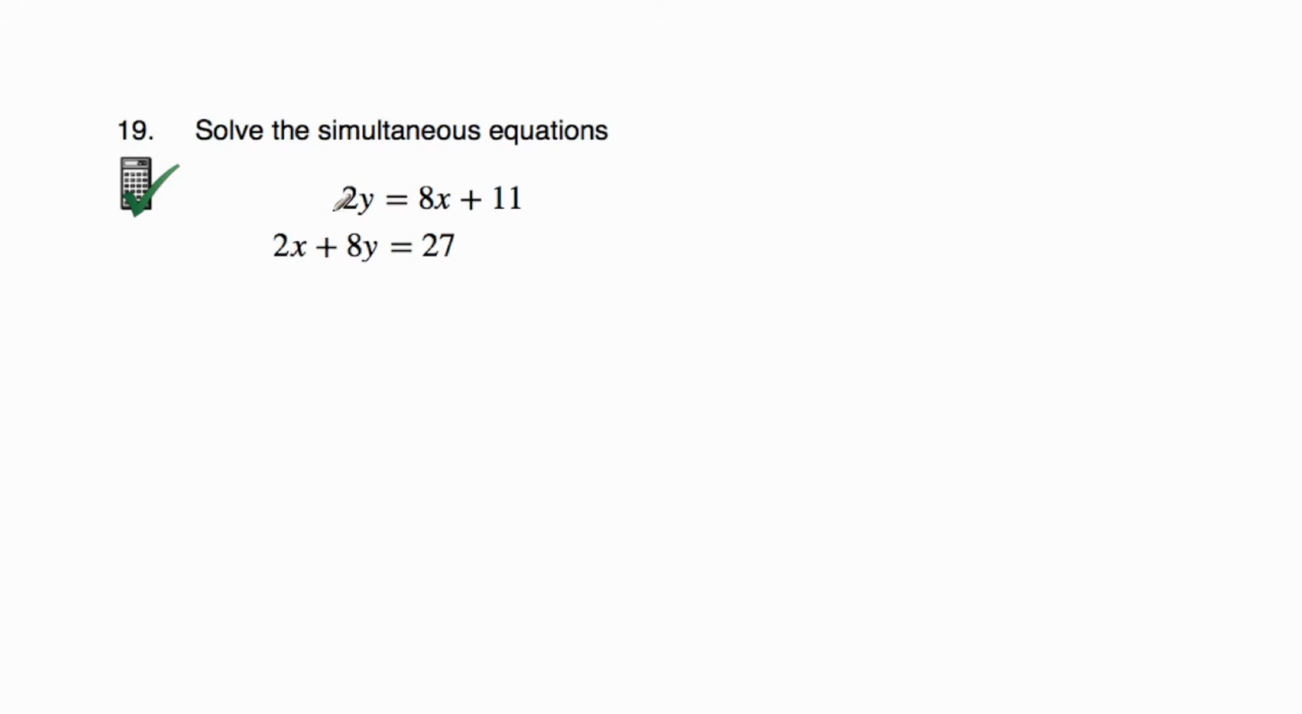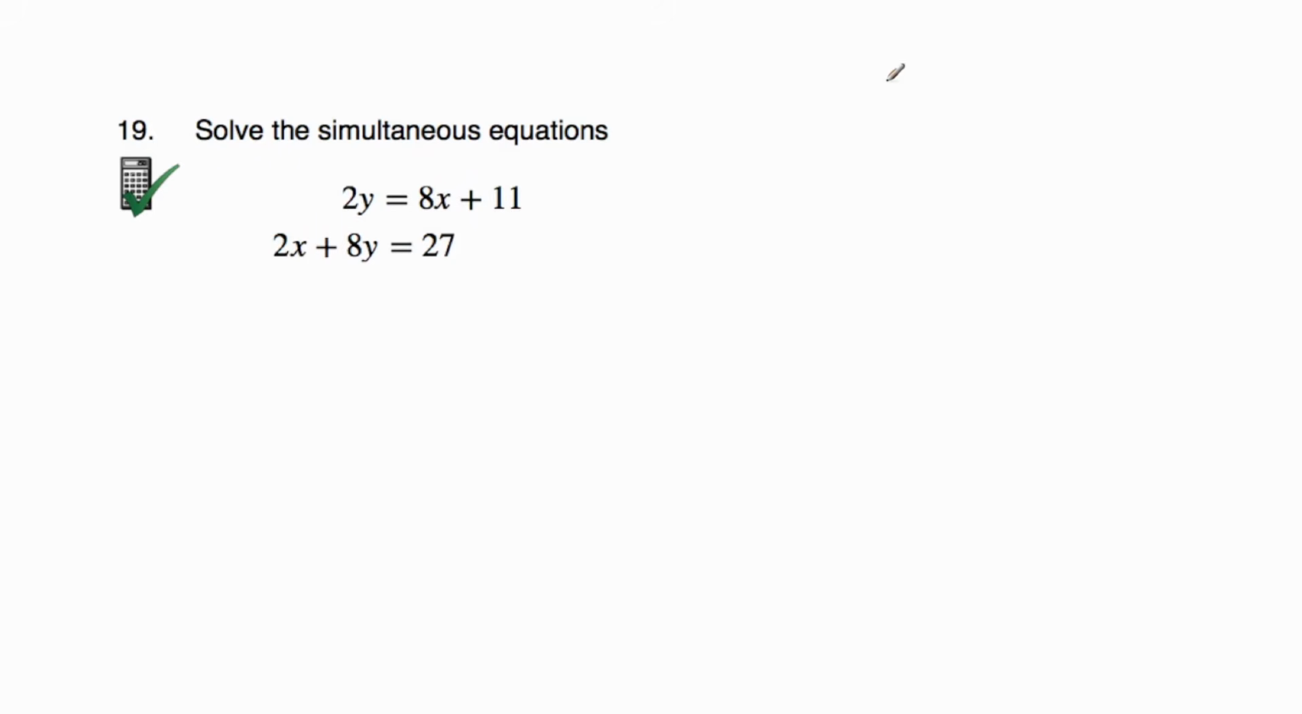So in question number 19, this time we've got something slightly different. We've got 2y equals 8x plus 11, and then we've got 2x plus 8y equals 27. So what I'm actually going to do here is rearrange this top equation so that it's in a similar format where we've got so many x's plus or minus so many y's equals a number.